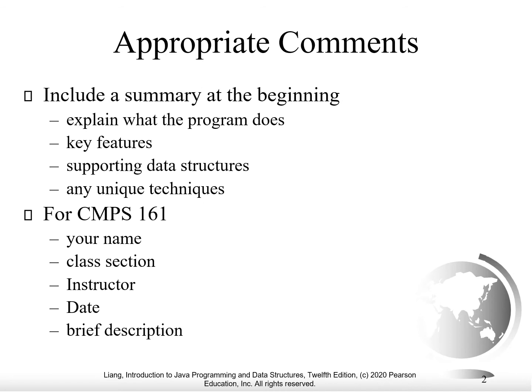Now that we know how to code comments, it's crucial that we understand what information should be included in our comments. At the beginning of every program, you should include your name, class section, instructor name, date, and a brief description of the functionality of the program. Additionally, you should include any key features, supporting data structures, and unique techniques, including any formulas used in the program. You should also include comments throughout the program to clarify. Additionally, in our class, I will require that you comment every closing brace to denote the block of code that is ending.